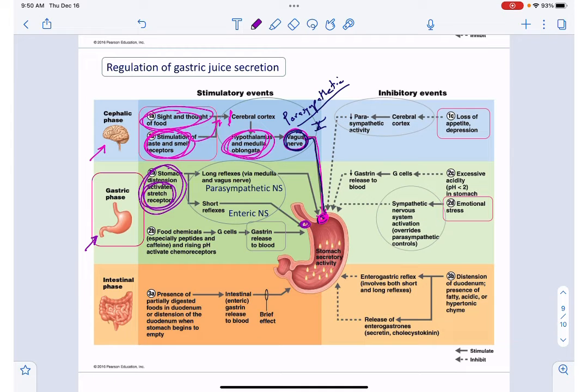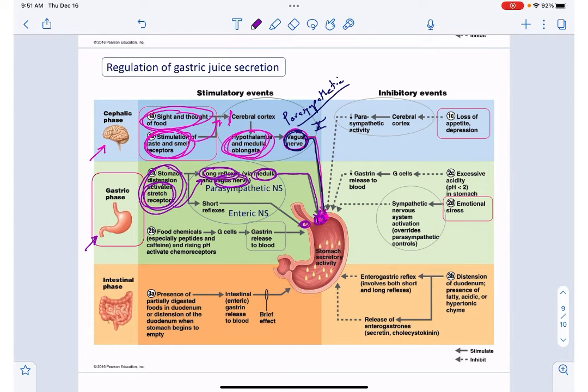One is what we call a long reflex. And all that means is that sensory information is going up to the brain to be processed. So you activate stretch receptors, that sensory information goes up to the brain, specifically to the medulla oblongata, and then the medulla activates parasympathetic motor neurons traveling through the vagus nerve. Those motor neurons act on the stomach and cause gastric juice secretion. So that's referred to as a long reflex.